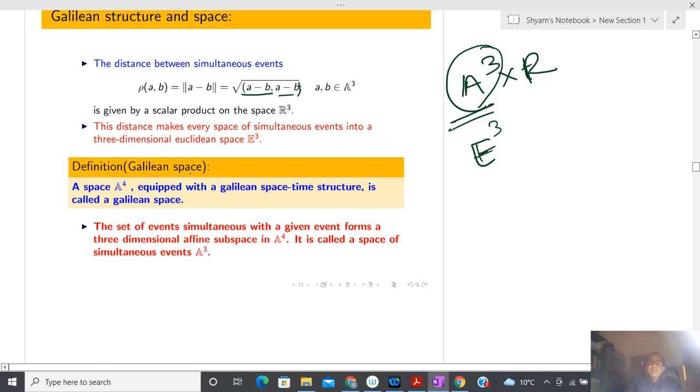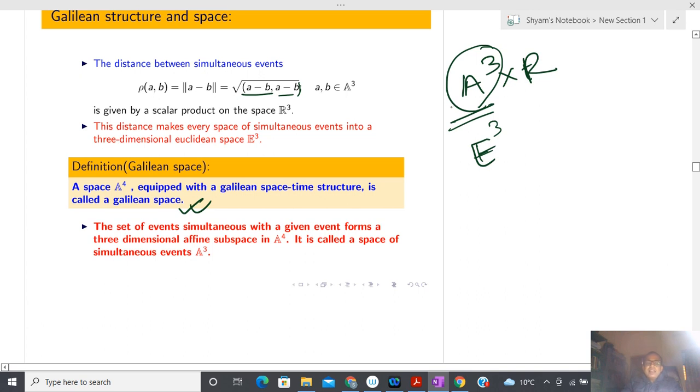So in Galilean space I have one more quantity, that is time. Okay, so if you also consider the time, then at that time our space becomes Galilean space. So an affine space A4, of fourth dimension, equipped with the Galilean space-time structure is called Galilean space. Okay, so in Euclidean space time is not involved. Okay, in Galilean space we are going to involve the space-time structure.